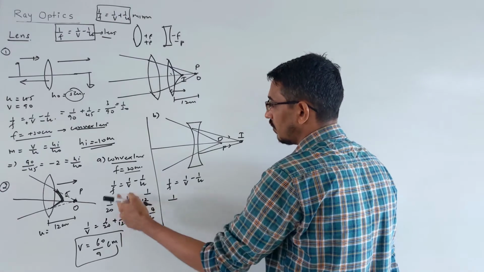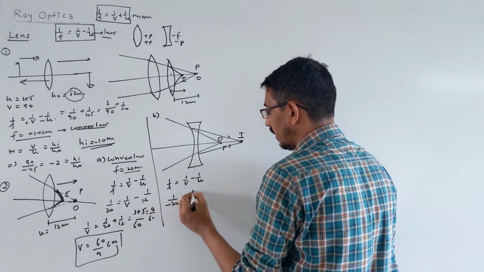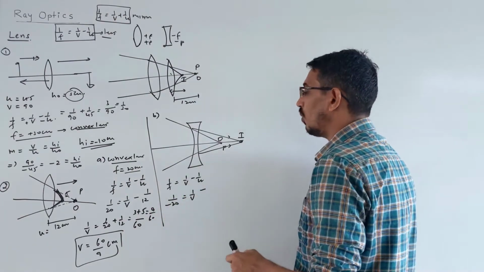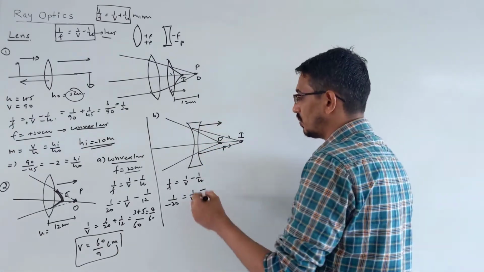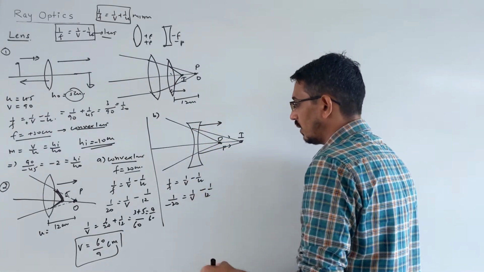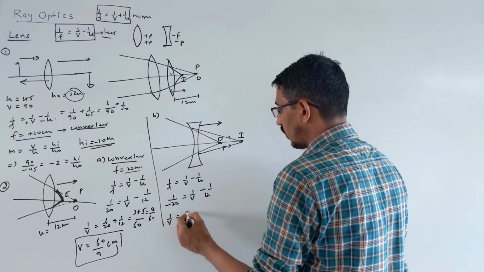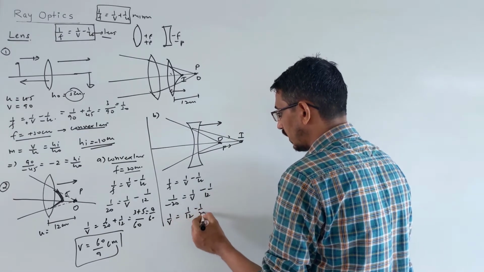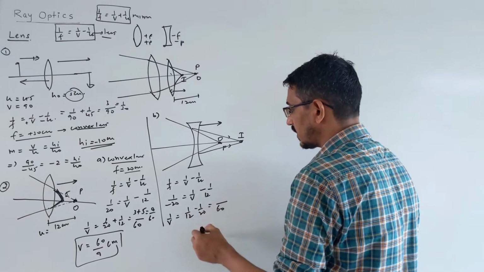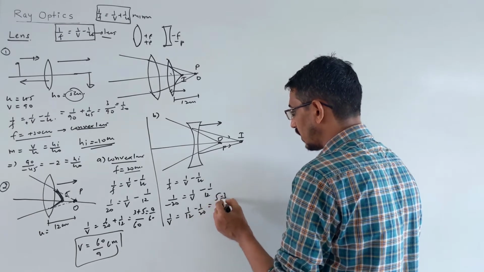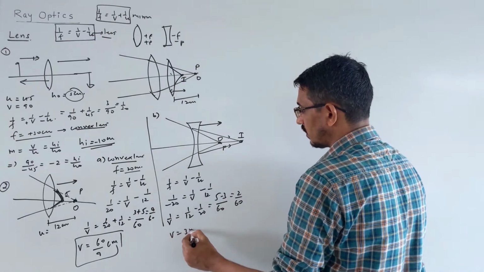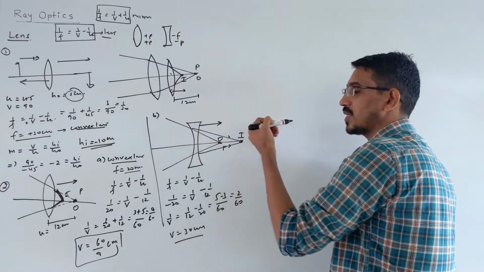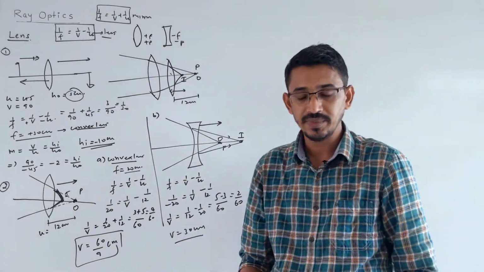Focal length for this lens is negative. Focal length given is 20, so minus 20. Image distance you want to calculate. Object is placed here in the direction of light itself, so the object will be positive only, 1 by 12. So 1 by v equals 1 by 12 minus 1 by 20. Again you take LCM 60, 12 goes 5 times, 20 goes 3 times. So 2 by 60. So image distance will be 30 centimeter on the same side. These are the answers, right? Okay.